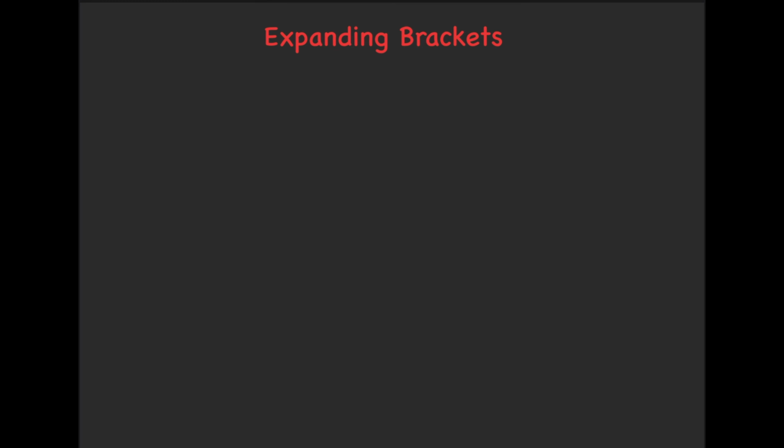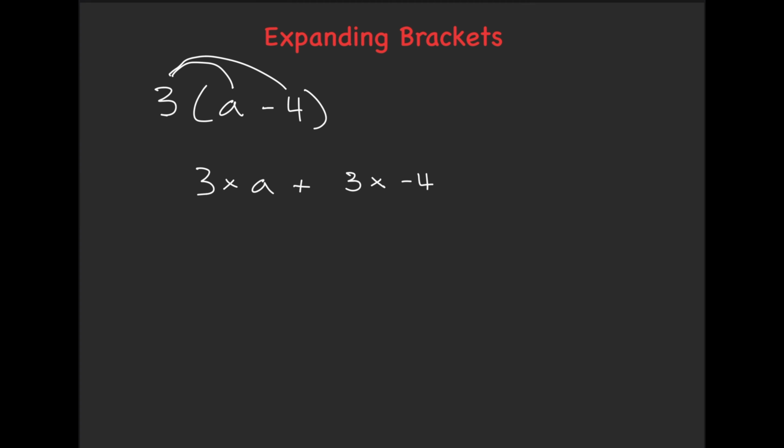Now let's try with a minus sign. 3 brackets a minus 4. So how do we do this one? Similar to the others, first we have 3 times a. And now for the second term, we would have plus 3 times minus 4. And so when we simplify it, 3 times a is 3a. And then minus 4 times 3 is minus 12.